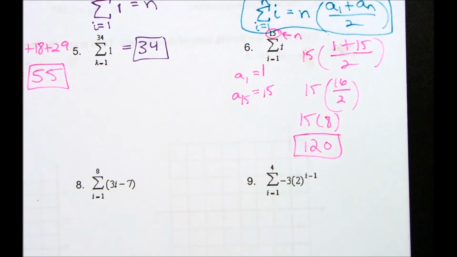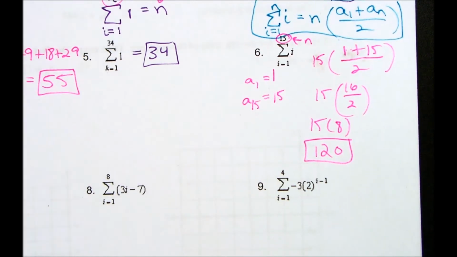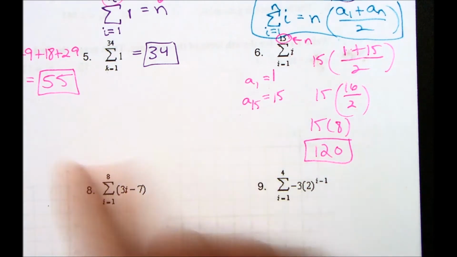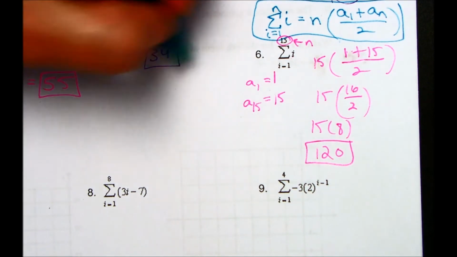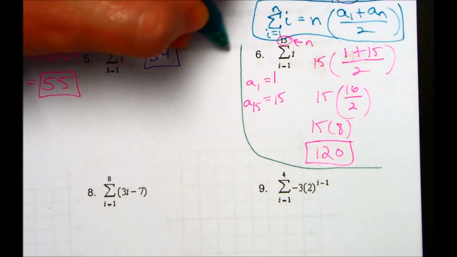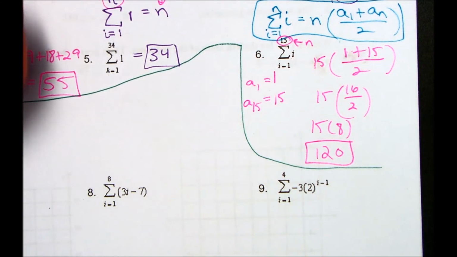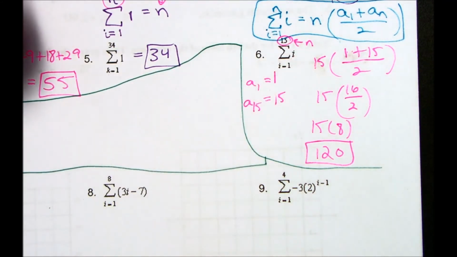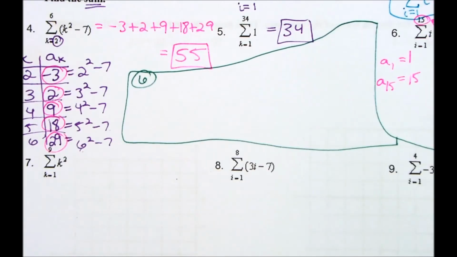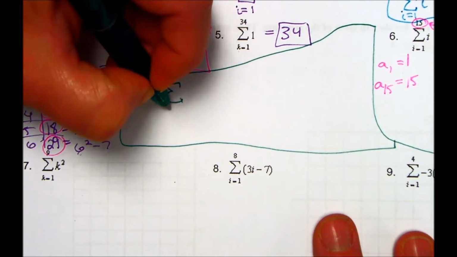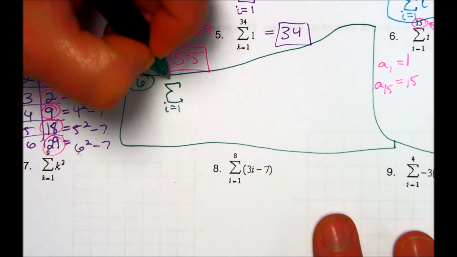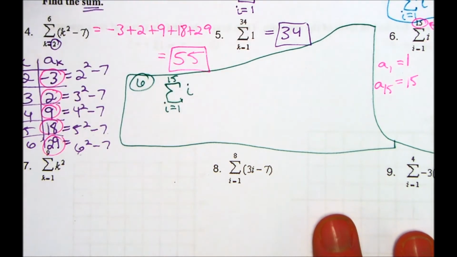I should probably show you the other formula. So yeah, I'm going to use this space here. Okay, so I kind of made a mistake there. I used the wrong formula, but we're still going to get the same answer. So here's number 6 again. So in number 6, we're finding the sum of i equaling 1 to 15 of i.